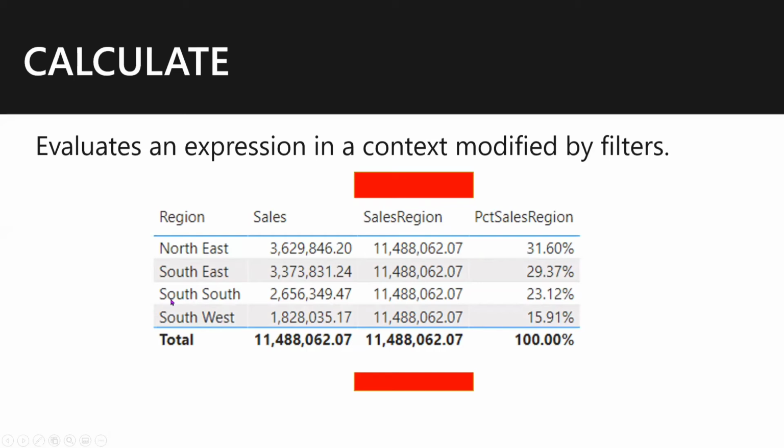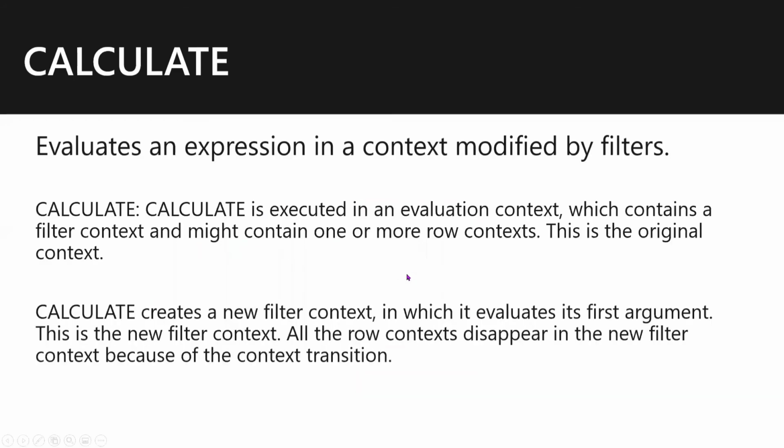We know that the existing filter context is on each of the regions. So I need to create a new filter context that is going to aggregate, that is going to sum all the regions for me. And that is what this sentence is saying over here.